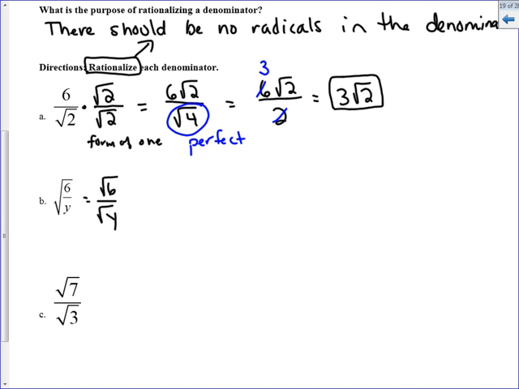So the directions say to rationalize. So splitting it up has done absolutely nothing to rationalize it. It's just a setup step. So this is a setup step. Now we're actually going to do the rationalize part.